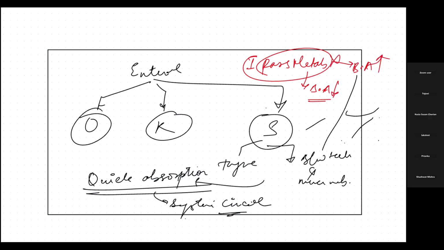So we are discussing the routes of drug administration, and in that we saw that there are three ways of administration of the drug. What were those three ways? Those were enteral, parenteral, and topical. Now we have discussed enteral, that is oral. Now it's time to discuss parenteral.